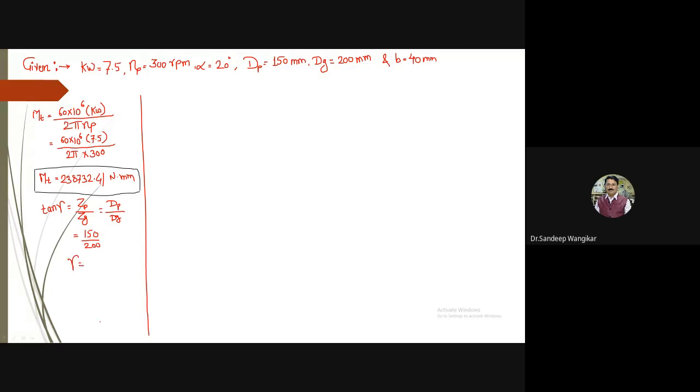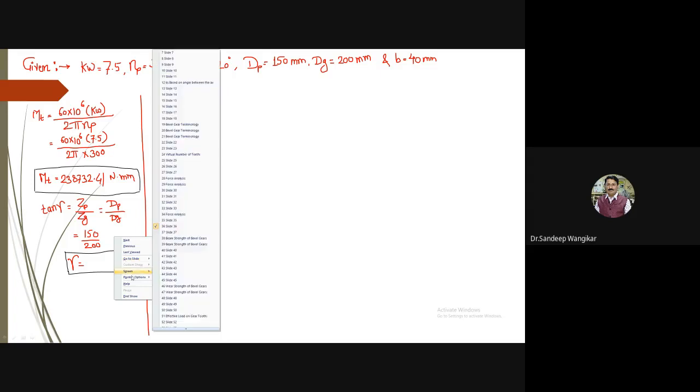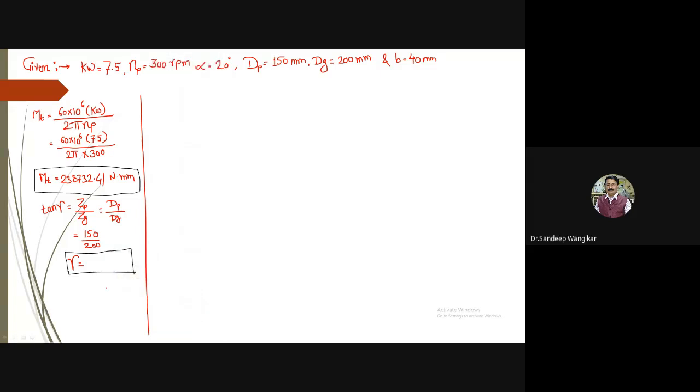Gamma is equal to, calculate the value. 36.86 degrees. I will call it 36.87 degrees.